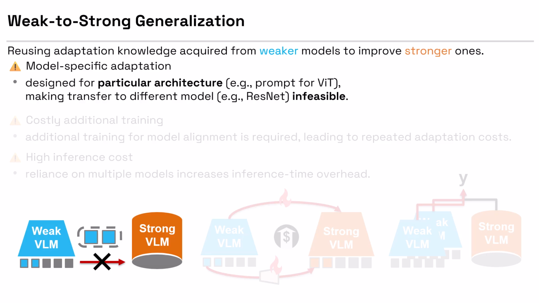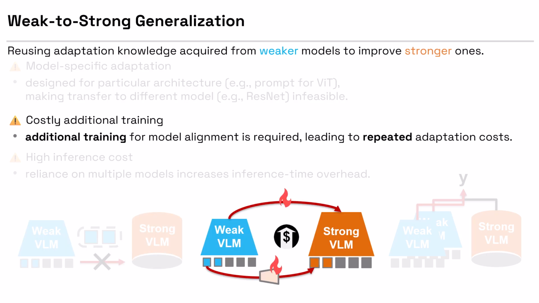First, many adaptation methods are model-specific, which makes cross-architecture adaptation transfer fundamentally infeasible. For example, prompt-based adaptation introduces learnable tokens for vision transformers, but this mechanism cannot be applied in convolution-based models such as ResNet.